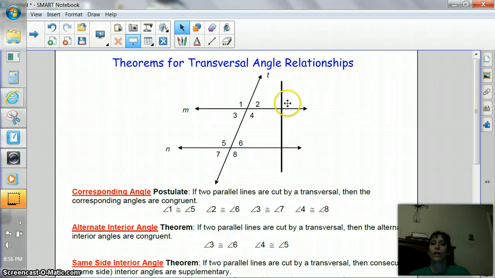Okay. So here is my perpendicular transversal, and if you'll notice, it's perpendicular to this one, and if it's perpendicular to this parallel line, then it has to be perpendicular to that parallel line.